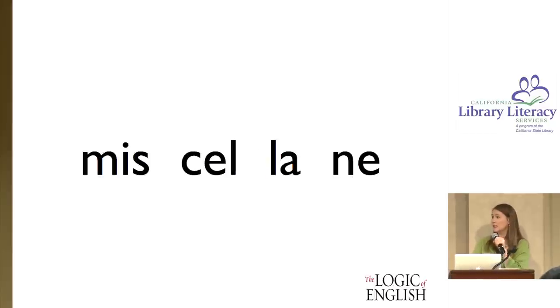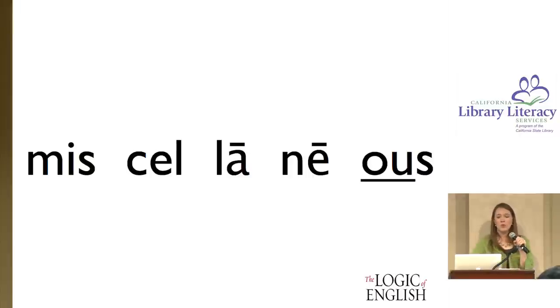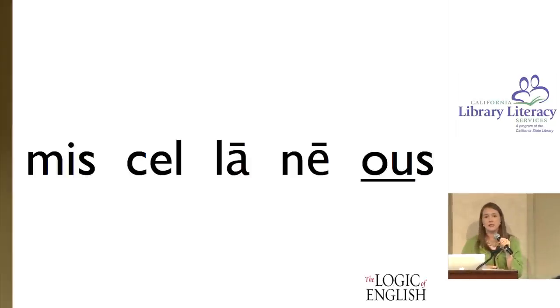Knee, n, e, us. Why did the C say s in this? Because it's followed by an E. Why did the A say A? It's at the end of the syllable. Why did the E say E? At the end of the syllable, and then we have the phonogram saying us.